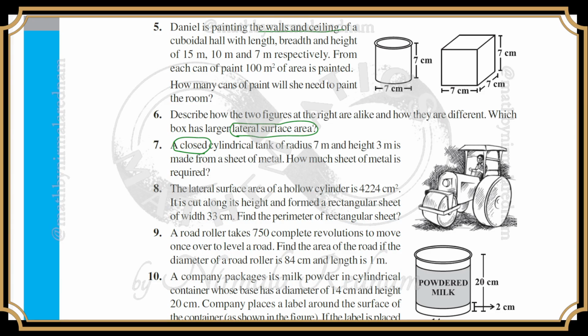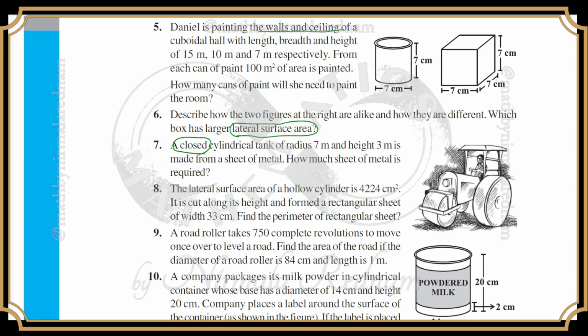So let's look at the next question. A road roller takes 750 complete revolutions to move once over to level a road. They have given the figure. Find the area of the road if the diameter of the road roller is given and the length is given. If you look at the figure, the part which is going to do the job is cylindrical in shape, right?